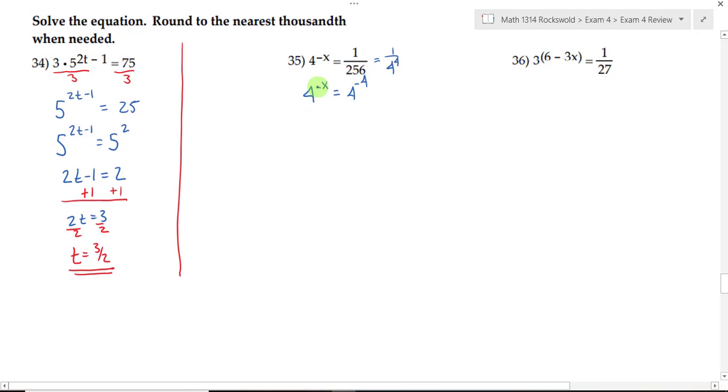So now I have 4 raised to the negative x equals 4 raised to the negative 4. So negative x is equal to negative 4. What is x equal to? X is equal to 4. Can you check your answer on this one? Sure you can. I'm just not going to do it.